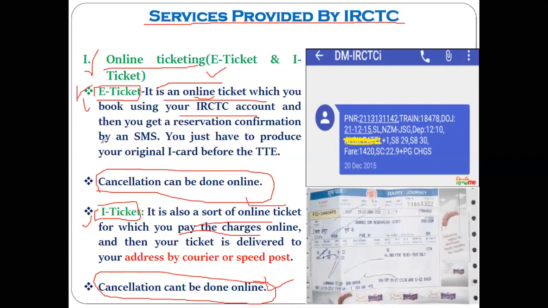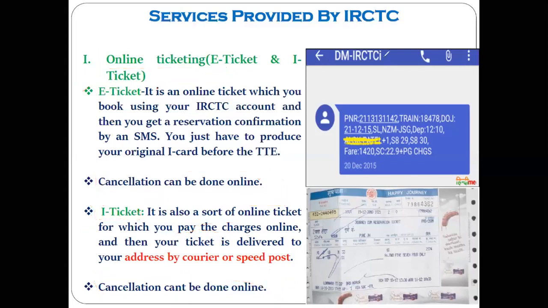Yes, sir. All of you understand the difference between the e-ticket and the i-ticket? Yes, sir. Okay, the difference is simple. In both cases, you can book the ticket online. The only thing is related to the cancellation. Here, in case of the e-ticket, you can do the cancellation online only. Here, you need to physically reach that station, stand in the queue and do the cancellation. Here also, I have shown examples of some tickets.